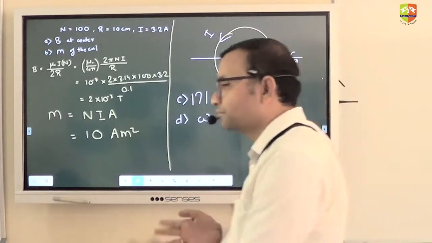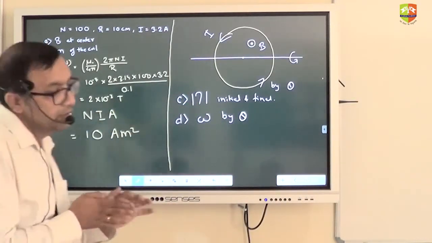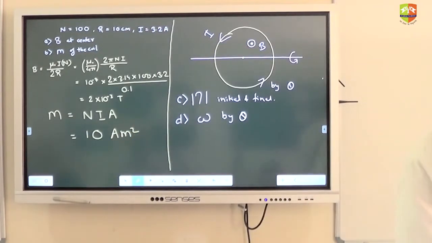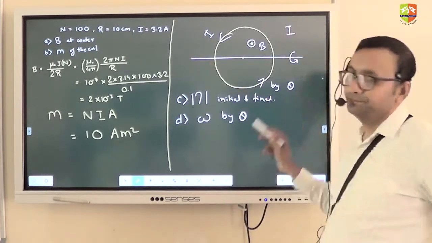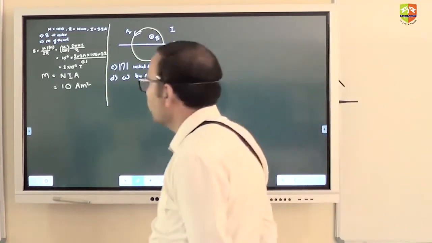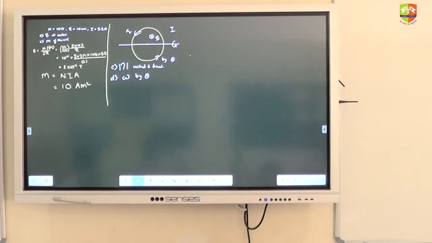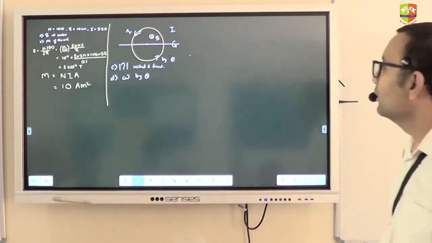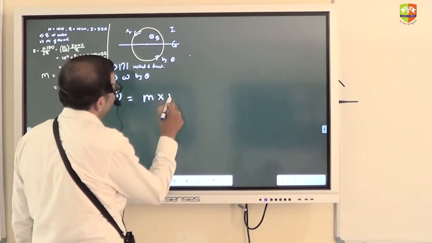Okay, anyone? Are we given the moment of inertia? You need mass. We need moment of inertia, which is I, about this axis. So the initial torque is how much? I into pi r square into B. Why? Because torque is m cross B.